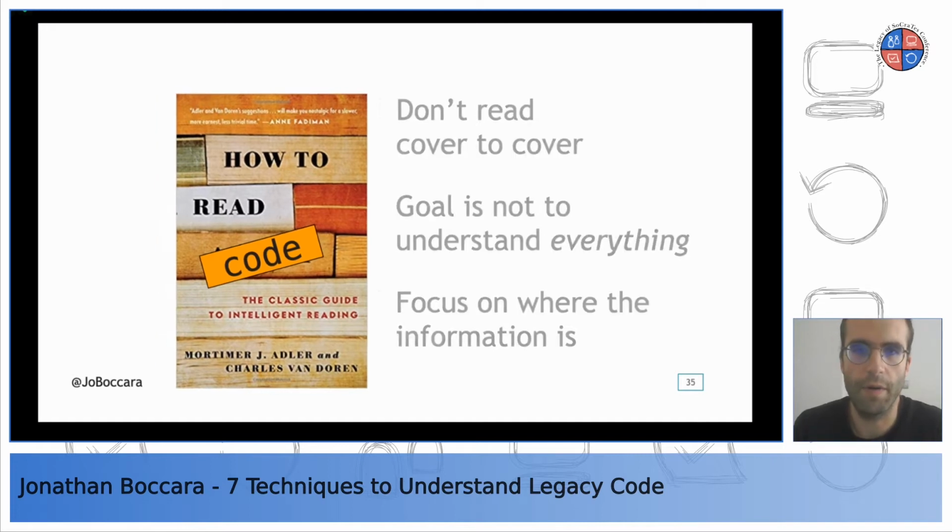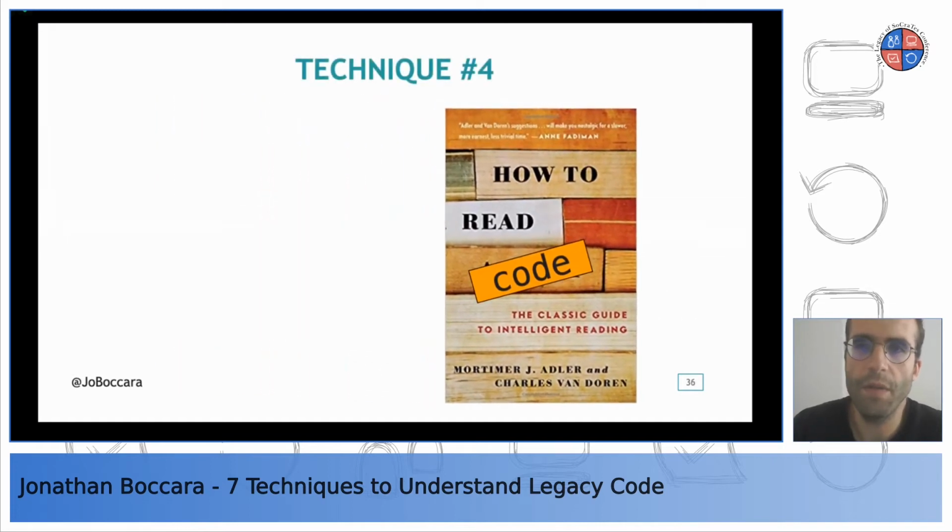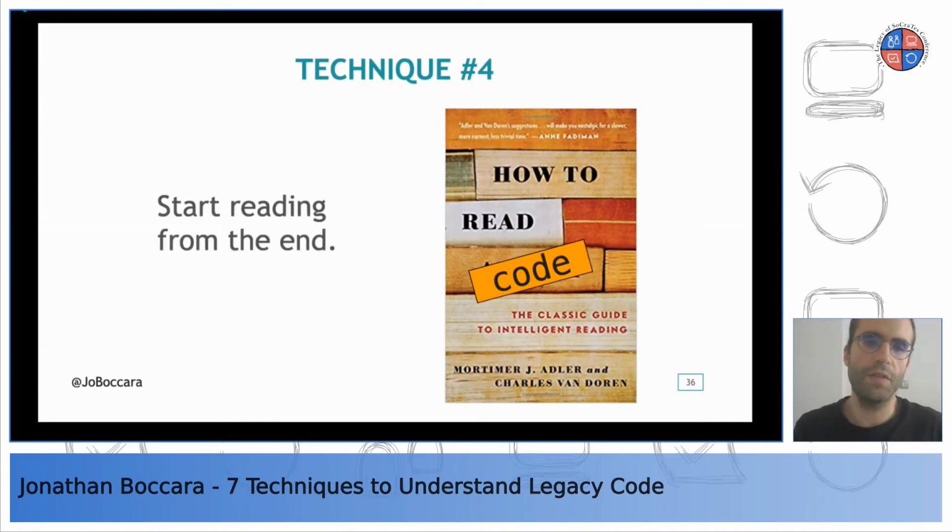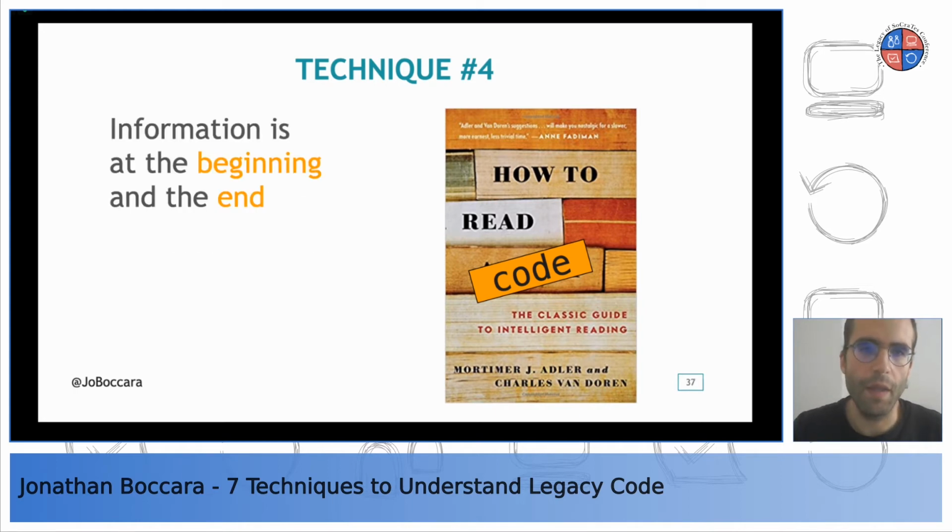Well, let's start with technique number 4, which consists in starting to read from the end. This is actually one technique to read a book: to look at the end, and also at the beginning, but also at the end, which is not something that we do naturally. If we think about why, it's because information tends to be at the beginning and the end. That's true for a book, for a chapter, and even for a paragraph. There seems to be this pattern where information is summed up at the beginning and the end, and in between is just details.